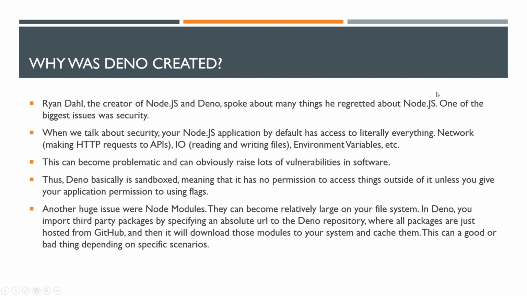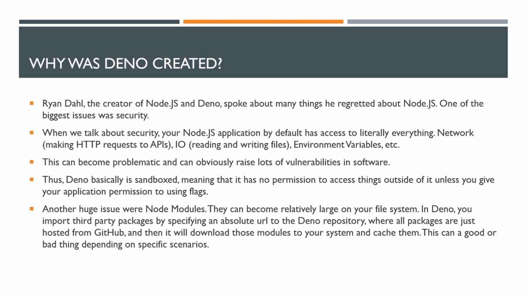Now, one of the biggest issues was security. When we talk about security, your Node.js application by default has access to literally everything. The network, so if you want to make HTTP request APIs, if you want to read and write files, I/O, environment variables, etc. And this can become problematic, and it can raise a lot of vulnerabilities in the software that you develop. Deno basically sandboxes all of your code, meaning that it has no permission to access anything unless you give your application, your scripts, permissions to execute whatever it is that it needs to do. So for example, if you want to make an HTTP request, in Deno you need to provide the allow-net flag.